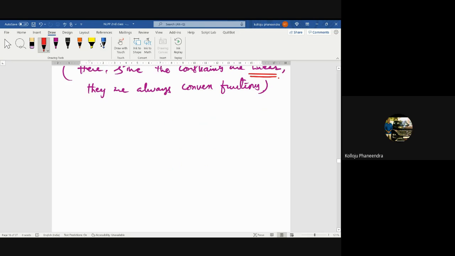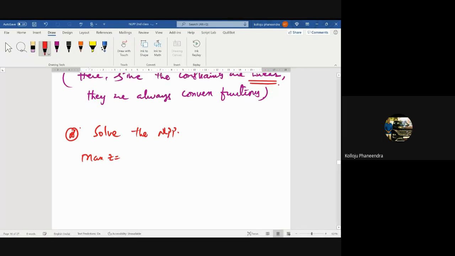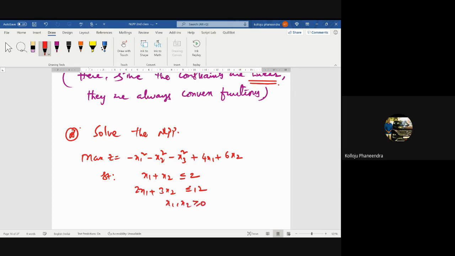Okay, I will give one problem as an assignment for you. Try to solve this. And I will stop here. Solve the NLPP. Maximize z equal to minus x1 square minus x2 square minus x3 square, 3 variables, plus 4x1 plus 6x2 subject to the constraints x1 plus x2 less than or equal to 2, 2x1 plus 3x2 less than or equal to 12, x1, x2 greater than or equal to 0.